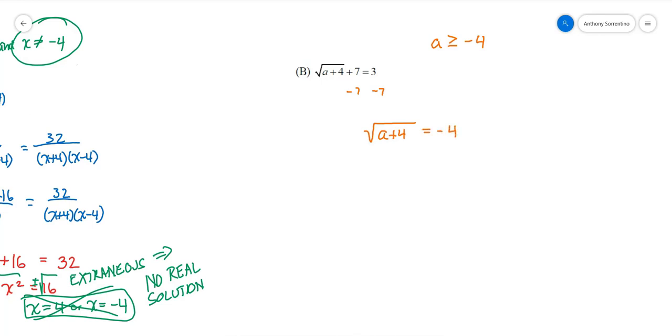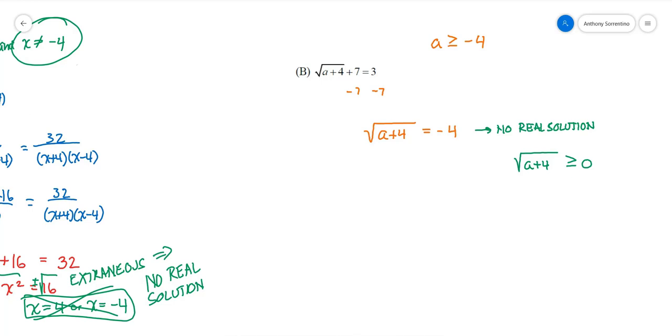And I get this. Now at this point, you could stop right here and say no real solution, because the square root of a plus 4 needs to be greater than or equal to 0. The square root of anything should be positive or 0, because it's a principal square root. It means only the positive square root. A positive square root's not going to give you a negative value unless you have a non-real answer. I'm not looking for non-real answers. So I could say no real solution right there.